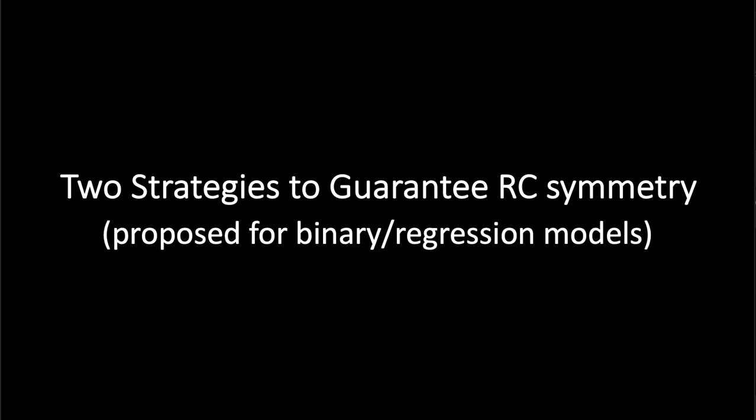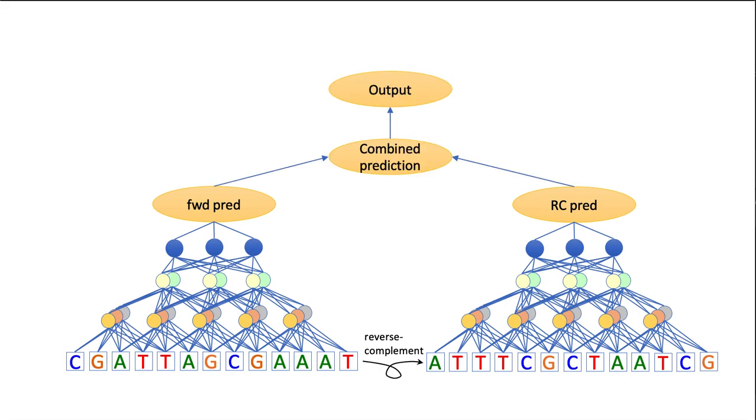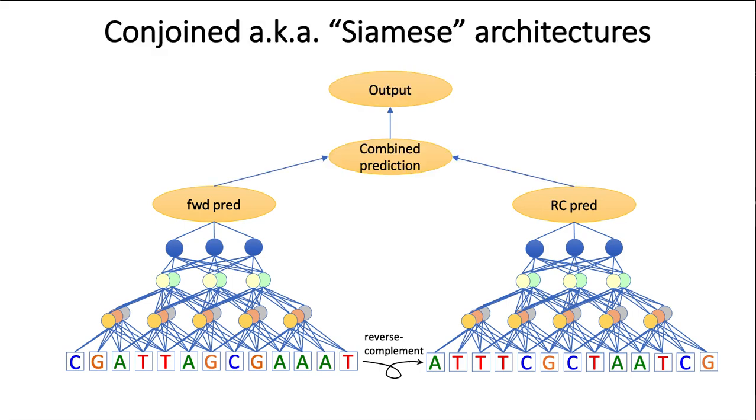So I'll first describe how they work for binary models and then talk about how we extend them to profile models. The first strategy feeds both the forward and reverse complement versions of the input sequence through the same model and combines the predictions to form the output. These are called conjoined or Siamese architectures.